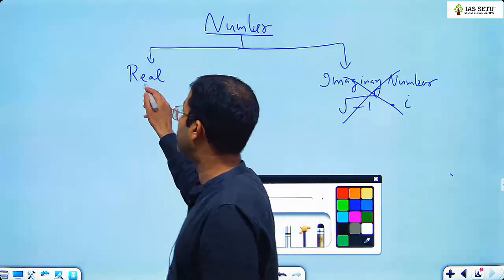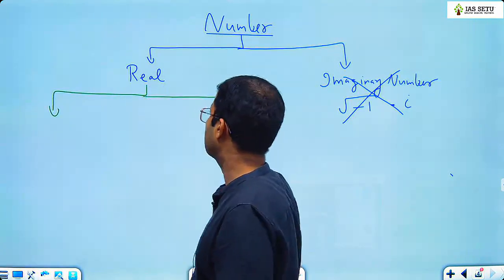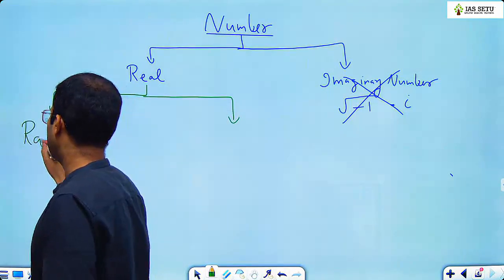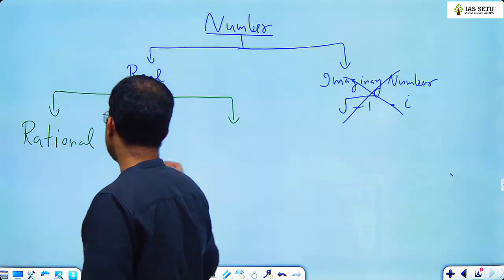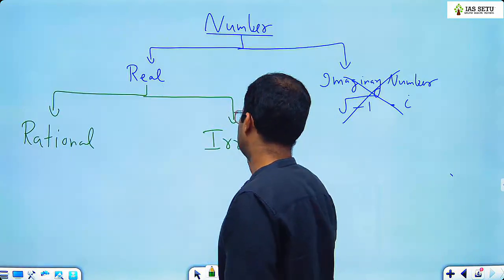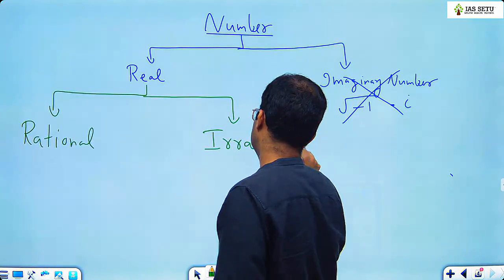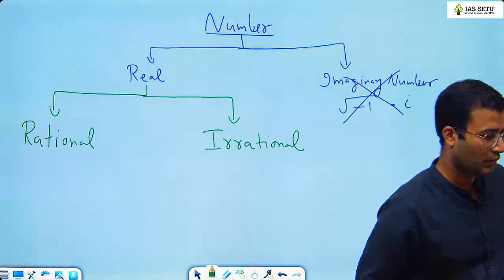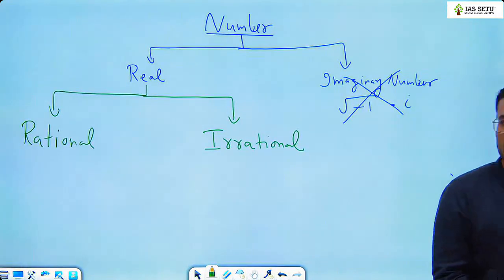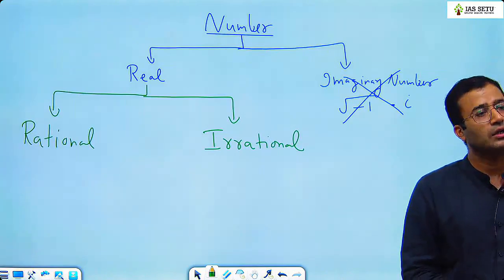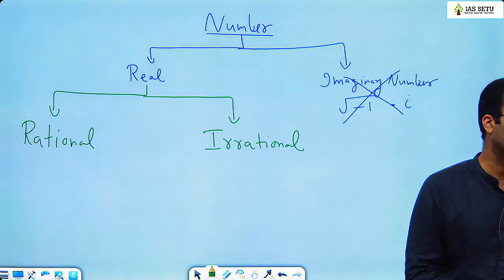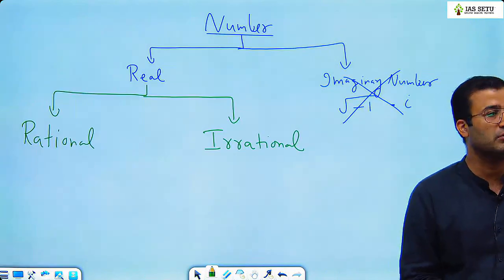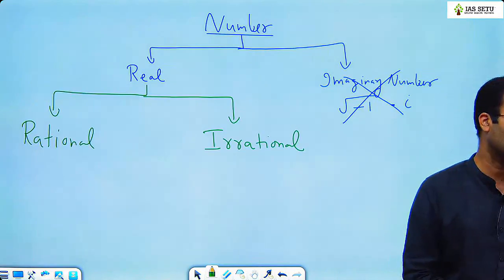Now the real numbers we divide in two parts: rational and irrational numbers. As I already told you, in the starting 3 classes I will take the basics. If you already know, take it as your revision. If you don't know, then you will not trouble us later. Today I will tell you what are rational numbers and what are irrational.